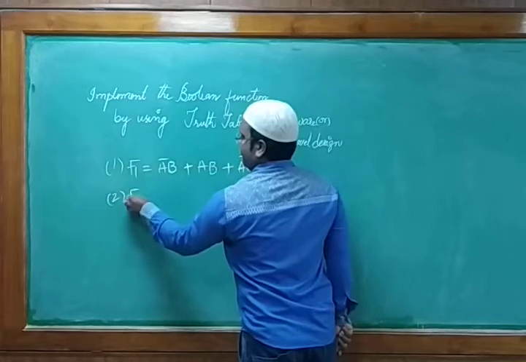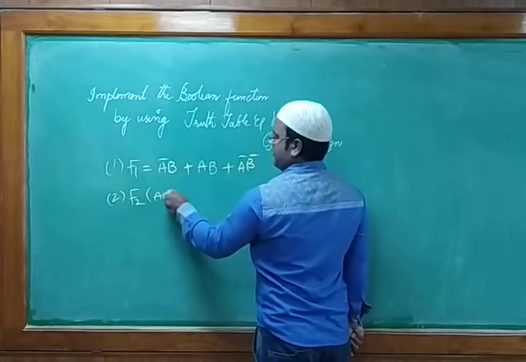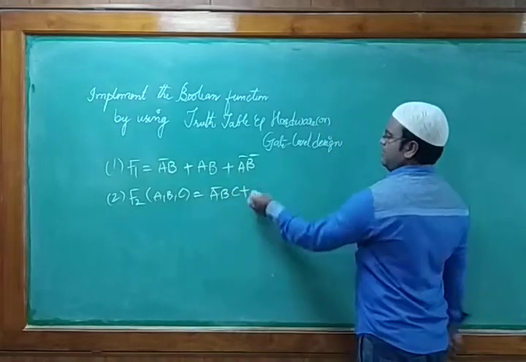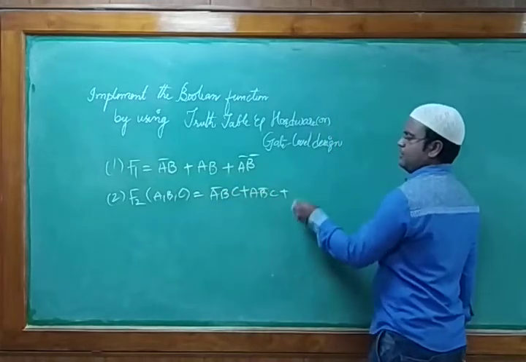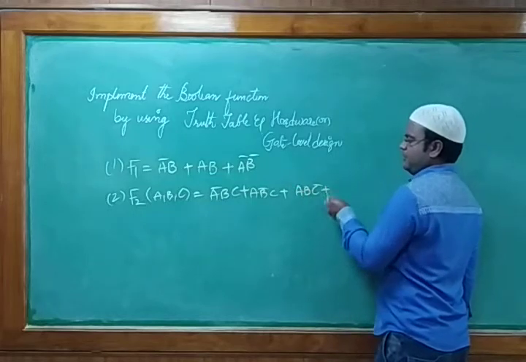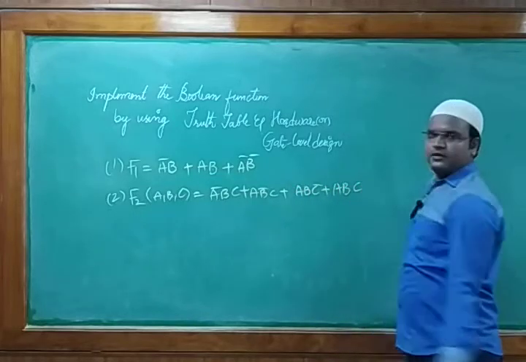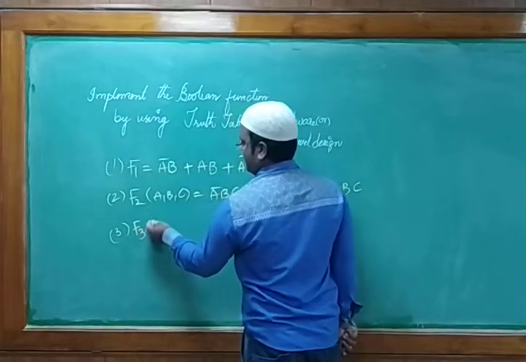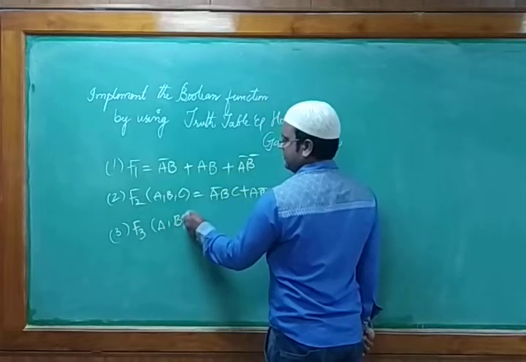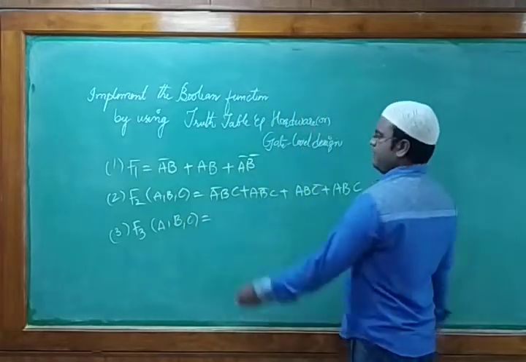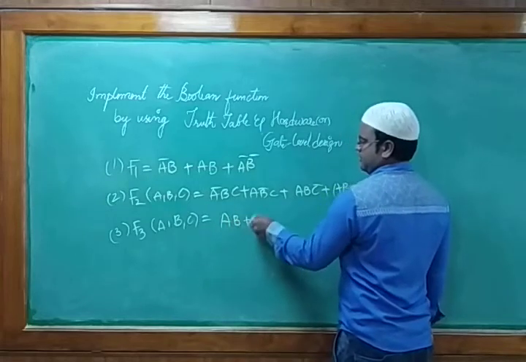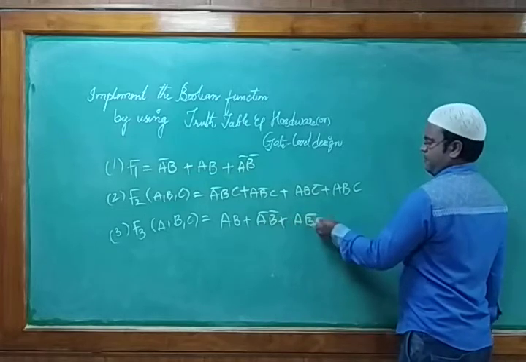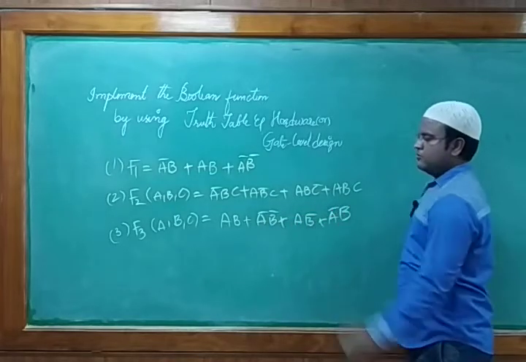Second function f2 of a, b, c: a complement with b c plus a b complement with c plus a b c complement plus a b c. So this is the second function. Next, third would be f3, that is a Boolean function of a, b, c, equal to a b plus a bar b bar plus a b bar plus a bar b. So these are the three functions we had.